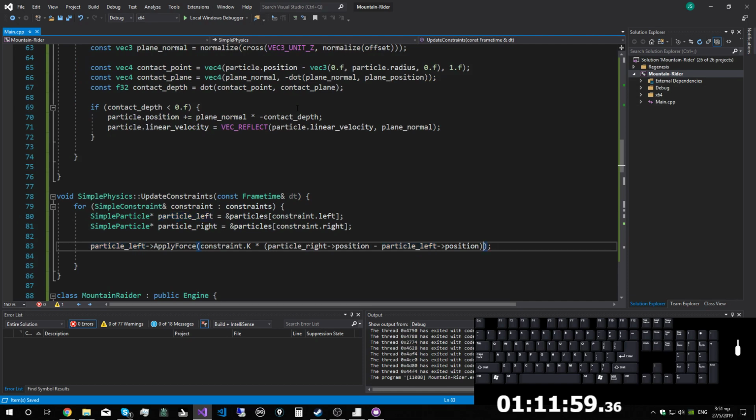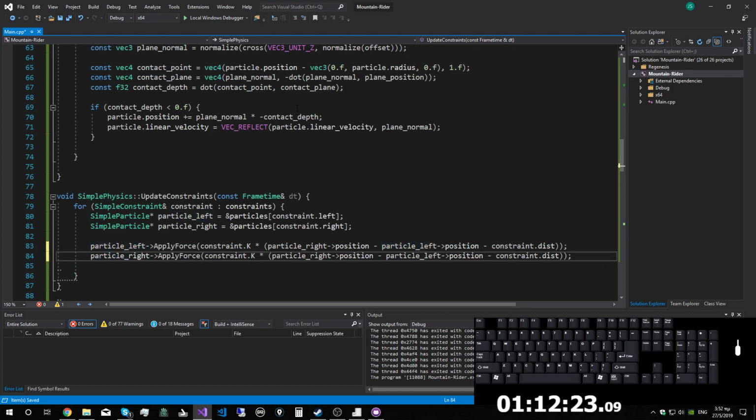Okay, there we go. Here we need to subtract the constraint distance. And for the right one, we need to apply force by the K, left minus the right position minus the distance, or the half distance, no, distance. That is half the way, because I do know we will have some problems with that, but we will solve them in the future. For now, that should be good.